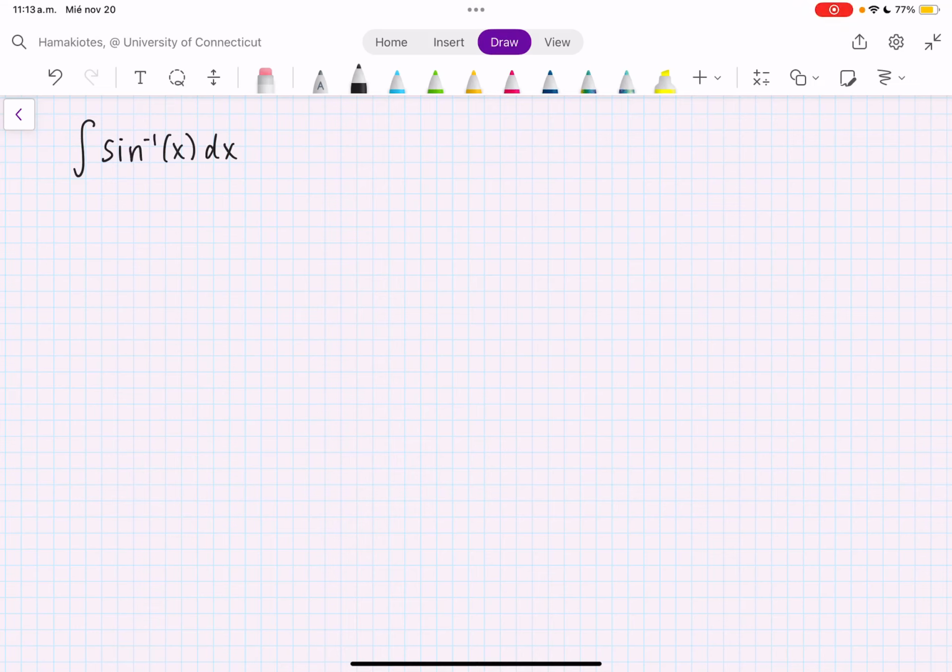In this video, we are going to evaluate the integral of sine inverse of x dx. So just by looking at this, we don't see any u-substitution we can do. So let's try integration by parts. Integration by parts tells us that the integral of u dv equals uv minus the integral of v du.